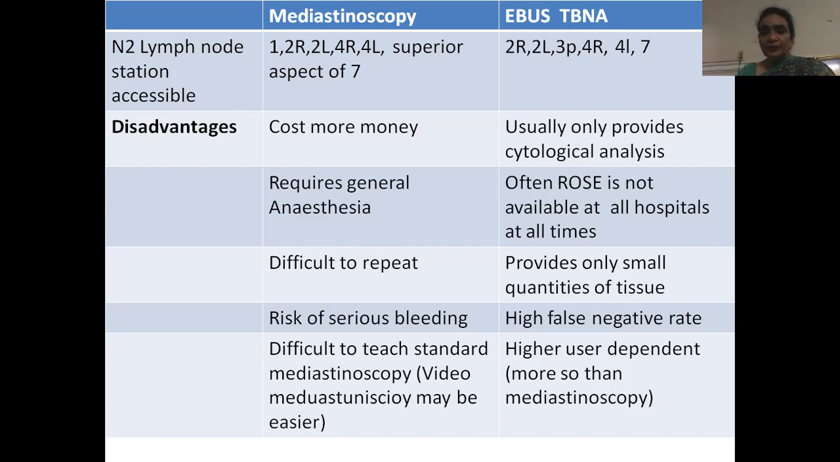EBUS TBNA has disadvantages: it usually only provides cytological analysis. Often ROSE is not available for all hospitals at all times, it provides only small quantities of tissue, has a higher false negative rate, and has higher user dependence.